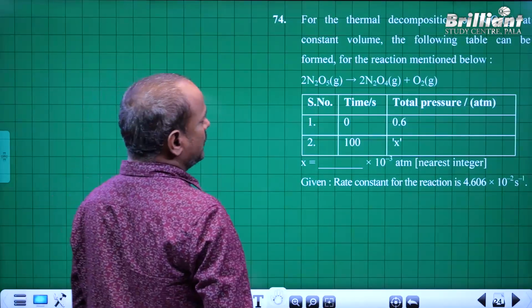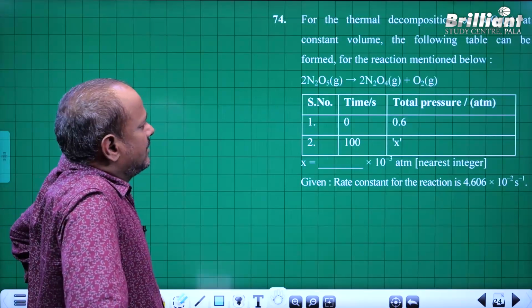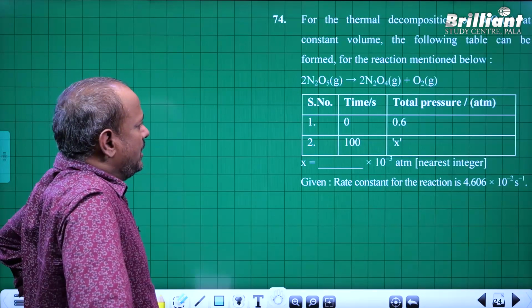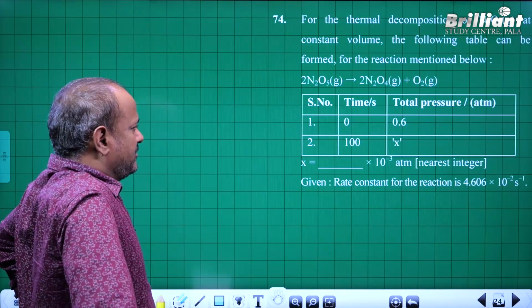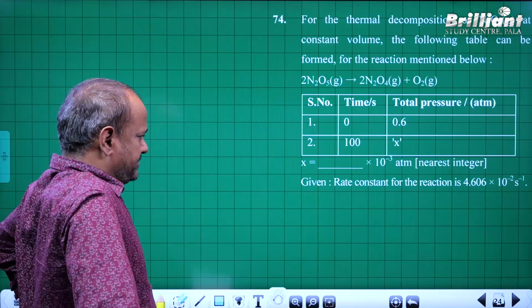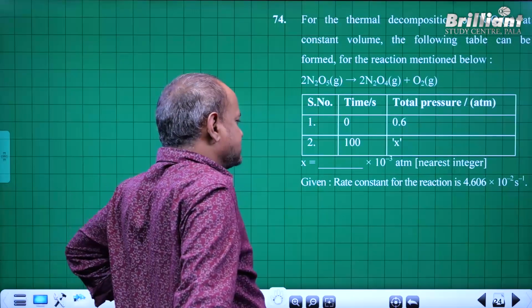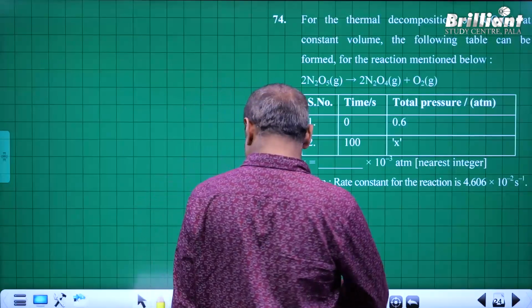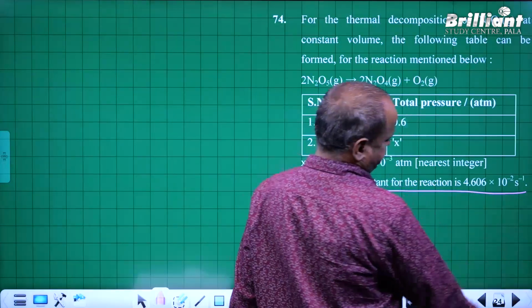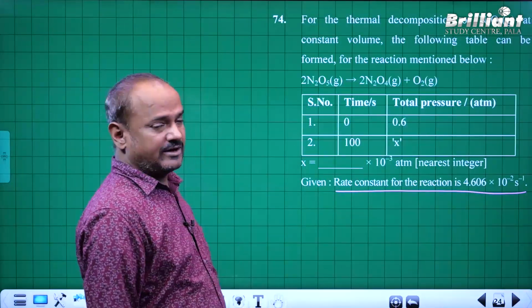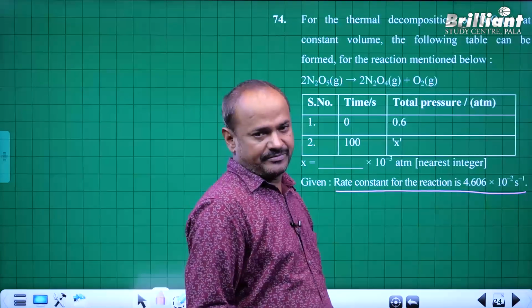Okay. Thermal decomposition of N2O5 at constant volume. Following table: 2 N2O5 gives 2 N2O4 plus O2. Initially 0.6, final after 100 seconds is X, where X equals 10 raised to minus 3 atm. The rate constant of the reaction is, here a small confusion is, the rate constant of the reaction is not given as a rate constant of first order. The unit is first order only.